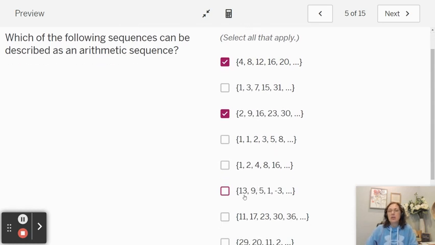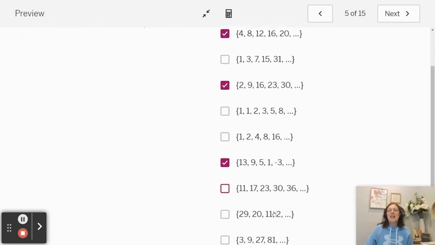Let's look at the next one here. 13 minus 4 would give me 9. 9 minus 4 would give me 5. 5 minus 4, good. Remember, we can add or subtract and still be arithmetic. All right, let's look at this one. 11 plus 6 would give me 17. 17 plus 6 would give me 23. 23 plus 6 does not give me 30. So you've got to check them all the way through. Make sure that rule holds, that we're adding the same thing each and every time.